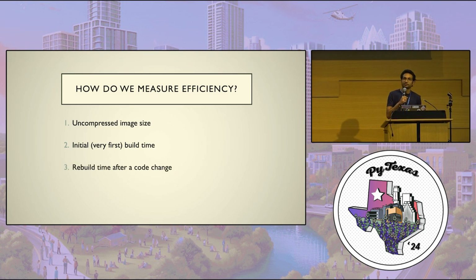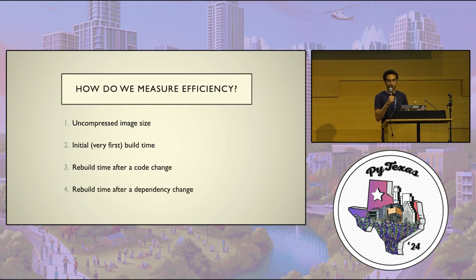Then the rebuild time after a code change. Of course, you're developing, so you will have some code changes. How does the rebuild time work after any kind of code change? Okay, and the rebuild time after a dependency change. Let's say you installed a new package or you deleted some package. How does that affect things? We'll focus on these 4 metrics and see how that goes.